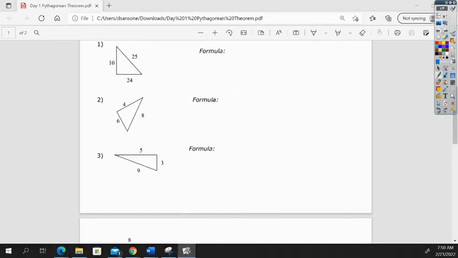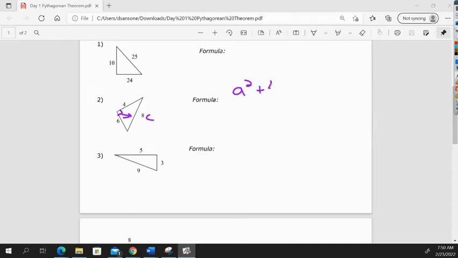So we'll look at our next one. Here we have a 4, 6, 8 triangle. Here's the 90 degrees. If I draw an arrow straight across, this would be my C. And we'll go ahead and use our formula. A squared plus B squared equals C squared.